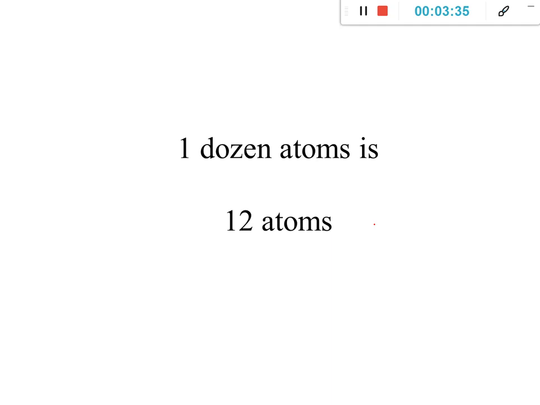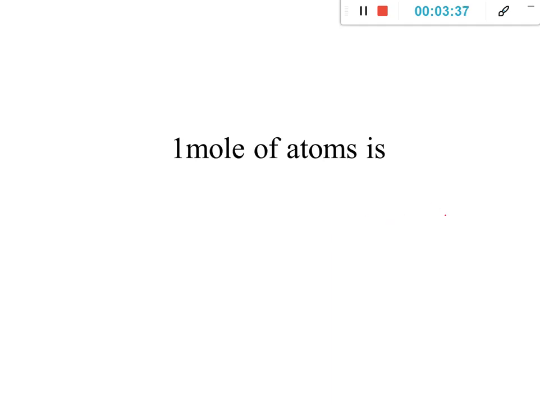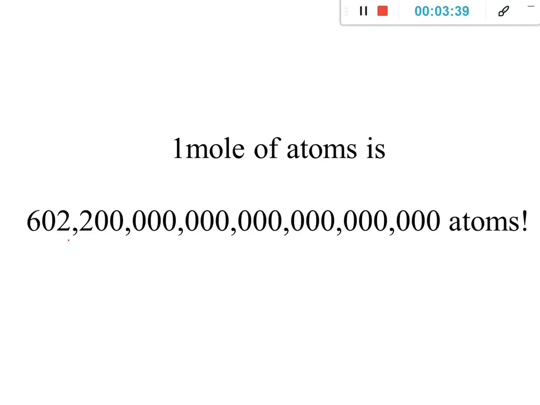A pair of atoms, if you had a pair of atoms, you would have 2 atoms. A dozen atoms, if you happen to have a dozen of them, you would have 12 of them. If you had a mole of atoms, you would have 6.022 times 10 to the 23 atoms. Big number, but again, the name of the group is called a mole. The number of things in that particular group is 6.022 times 10 to the 23. That's what a mole is.